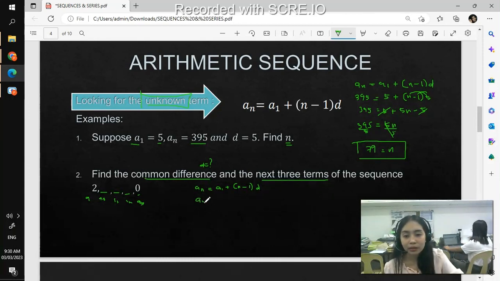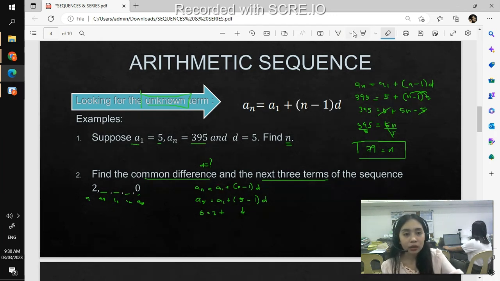So this becomes a sub 5 equals a sub 1 plus n will become 5, because our value on the left side of n is just 5. So you have 5 minus 1 times d. Again, you do not replace d with anything because it's the value that we are looking for. a sub 5 is given, that is 0, so you substitute. a sub 1 is given as 2, plus 5 minus 1, that gives us 4, times d. So it gives us 4d.